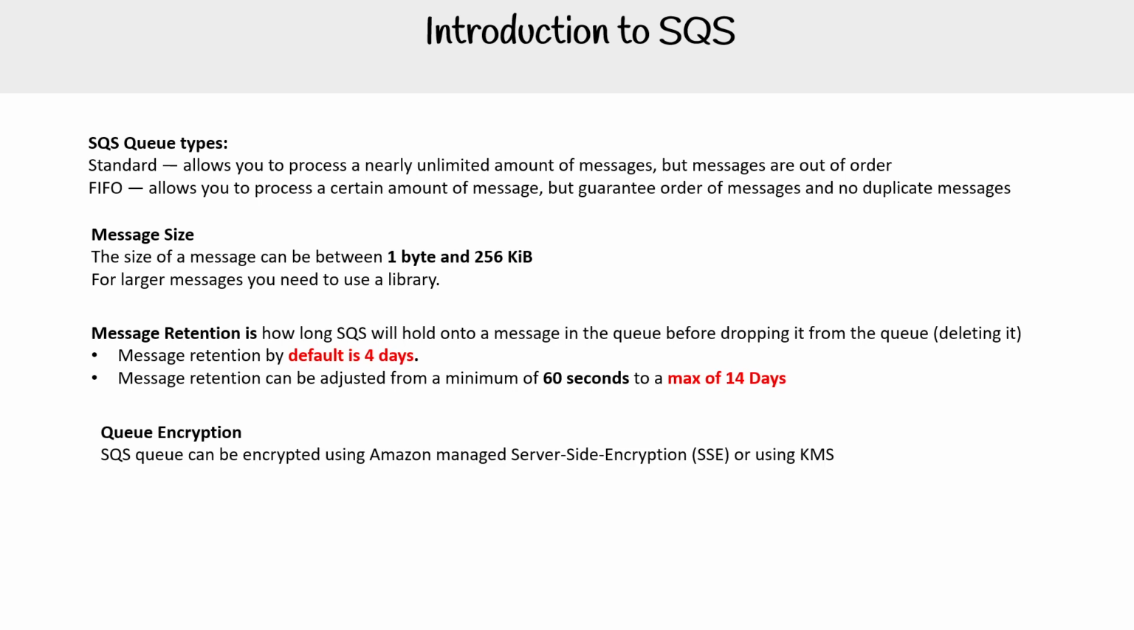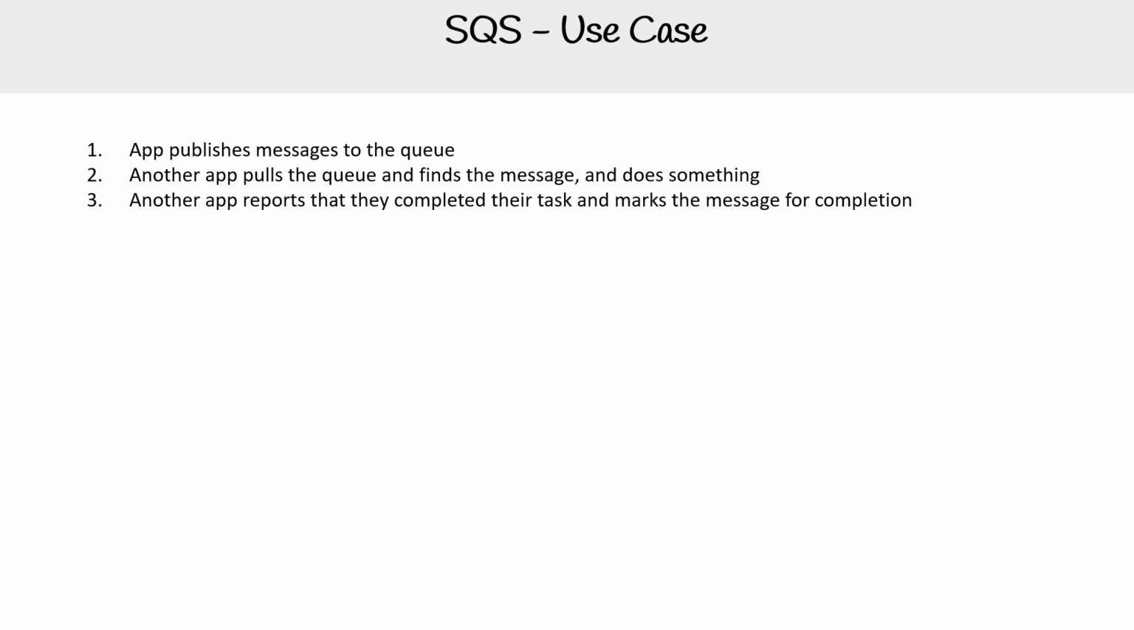You can encrypt your queues using SSE or KMS. So KMS just allows you to customize your customer key there. A use case here would be, and I'm not sure why the graphic's not showing up, but we'll see it in a moment here, the app publishes a message to the queue. Another app pulls the queue and finds the message and does something.